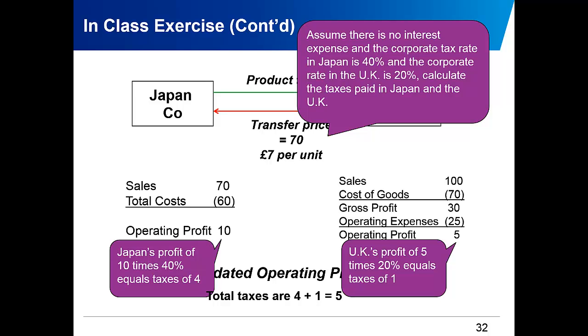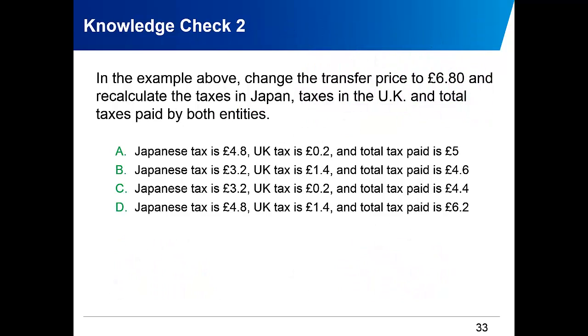Let's now ask a question: what would happen if we changed the transfer price? So in this example, I'm going to ask the question, what would happen if the transfer price moved to £6.80p? And we're going to recalculate the taxes in Japan, taxes in the UK, and the total taxes paid by both entities. If you want to, now's a good time to pause the video, work through the numbers, and then come back and see whether your answers matched up to the correct answer.